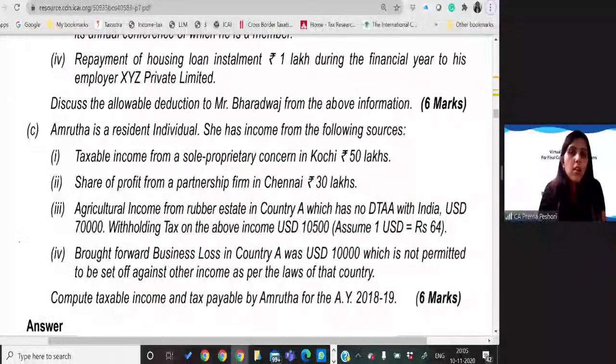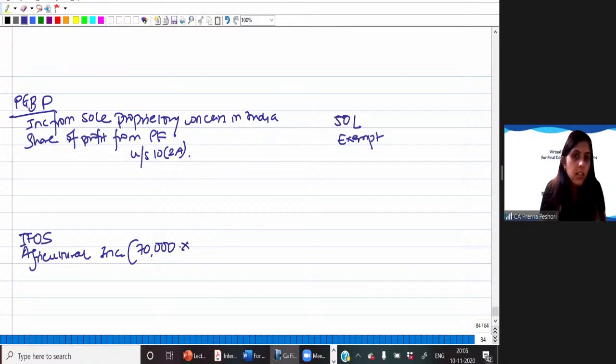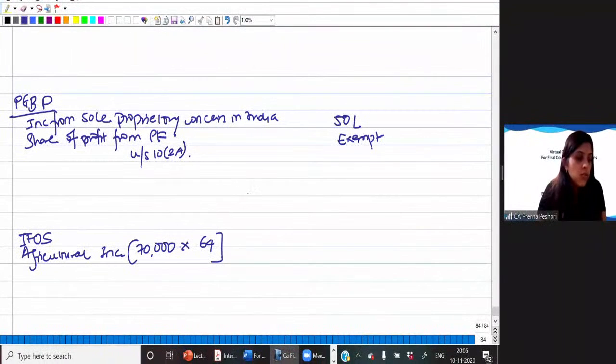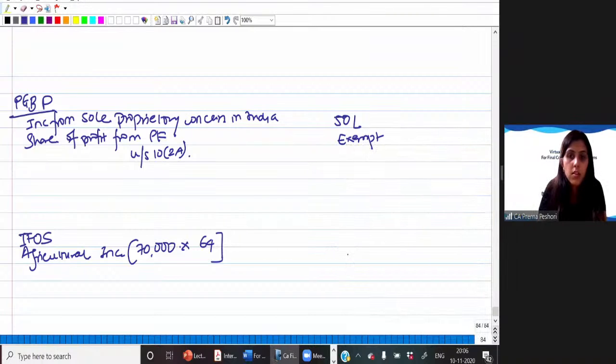So this I am putting under income from other sources. Agriculture income, 70,000 into 64 US dollar, right? This comes to approximately how much? 44,80,000.